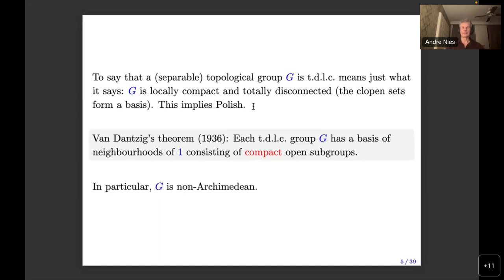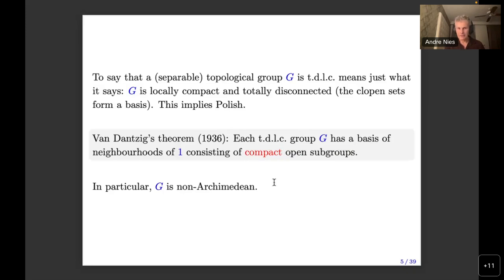There was an early theorem on these groups by van Dantzig in 1936, and he showed a very useful fact: if I have a TDLC group, then there's a compact open subgroup. And in fact, there is a basis of neighborhoods of one consisting of compact open subgroups. So this is a kind of nice notion with a tension in it, because compact means small and open usually means big in a topological group. So these are small and big at the same time. Of course, if G is discrete, then this is just the identity, the trivial subgroup. But usually, in interesting cases, it's not discrete. And so it's great to know that there is such a special type of subgroup.